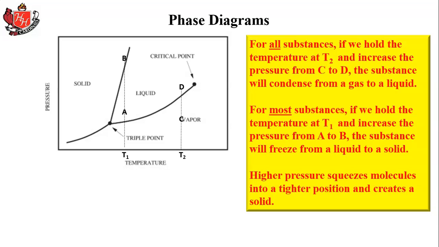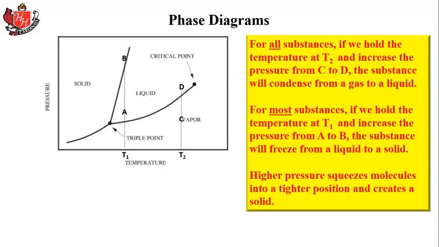All right, for all substances, if we hold the temperature at T2, so I'm giving you a couple of examples similar to what I just did. If you hold the temperature at T2 and increase the pressure from C to D, the substance will condense from a gas to a liquid. So at C it says vapor. You're keeping the temperature the same. You're not adding any more energy to the molecules, but you're increasing the external pressure on it. You're squeezing those molecules down. So they go from being a vapor at point C to being a liquid at point D.